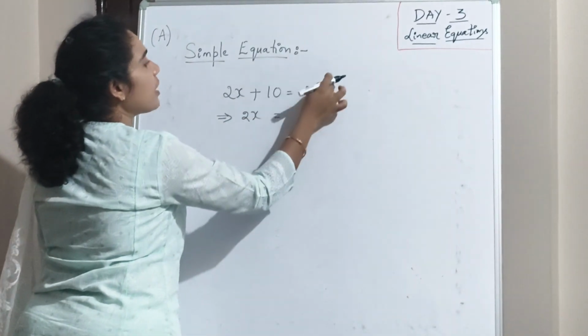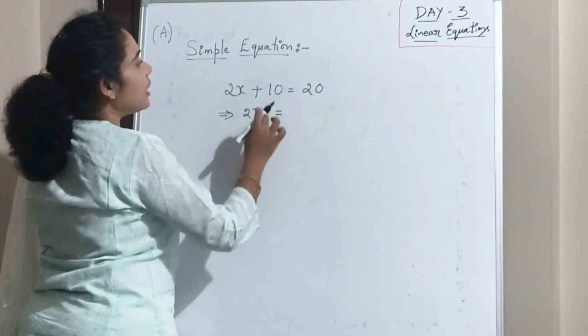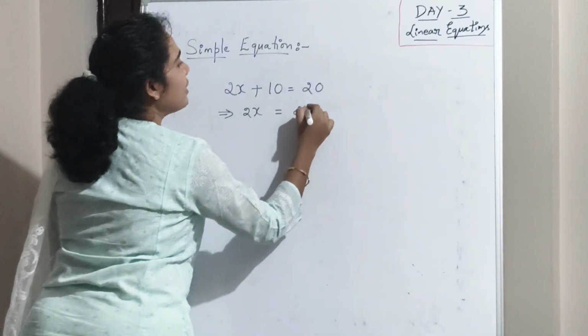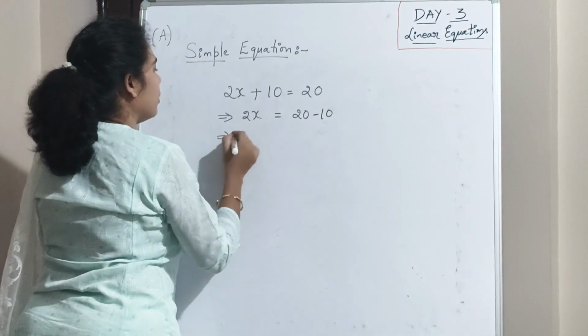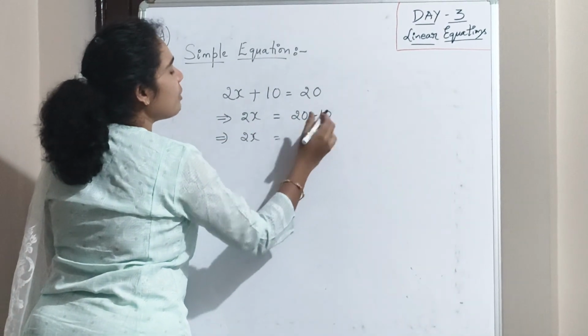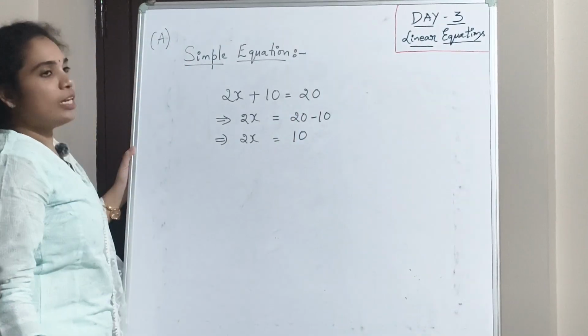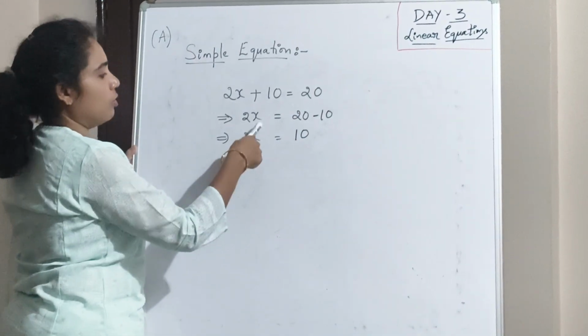So if you are moving this 10 to the RHS, what does it become? It becomes minus 10. So 20 minus 10. Then 2x will be equal to 20 minus 10, which is 10. Now we want x alone.